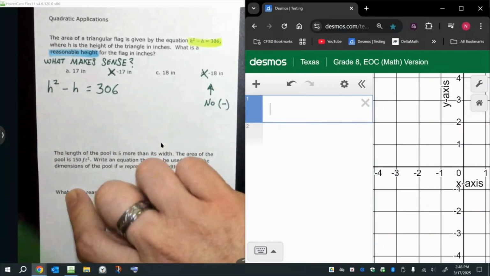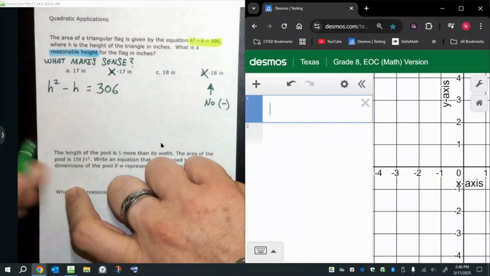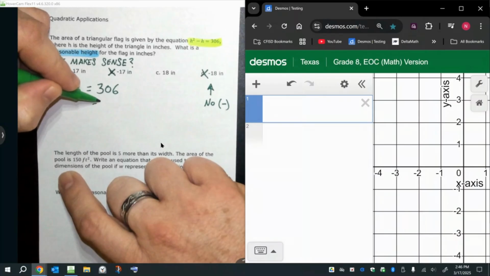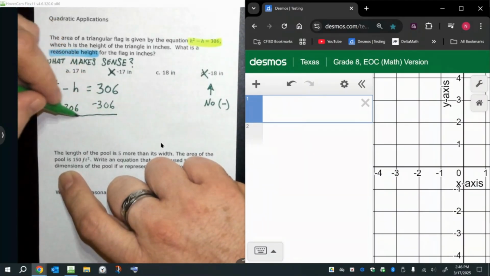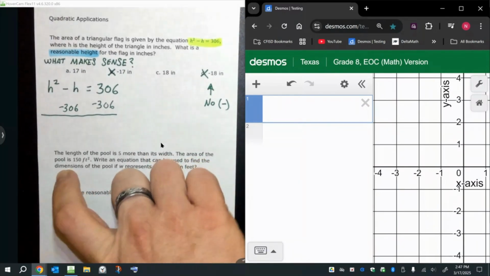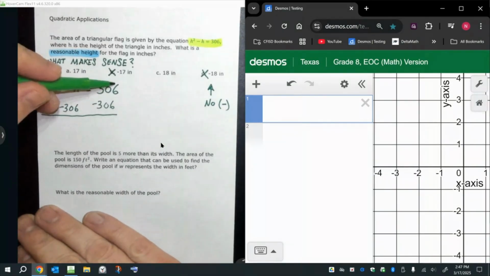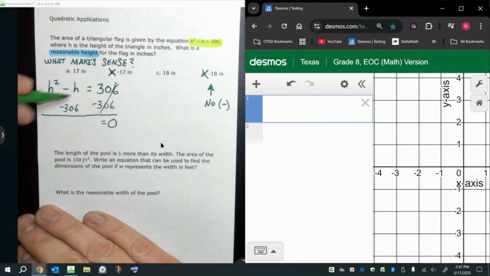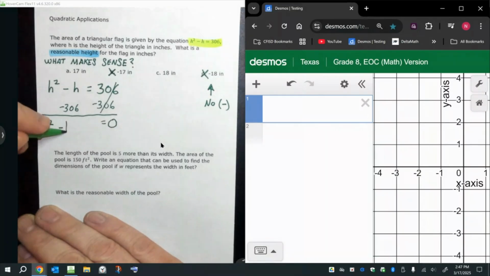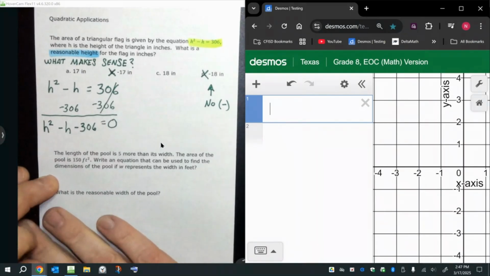All right, so here's what we're going to do. Same as yesterday, I need this to equal 0. So in order for this to equal 0, I am going to subtract 306 from both sides of this equal sign, because whatever I do to one side I have to do to the other side. So I take 306 minus 306. Hey, this now equals 0. This is not like terms with either one of those. So I have h squared minus h minus 306 equals 0.